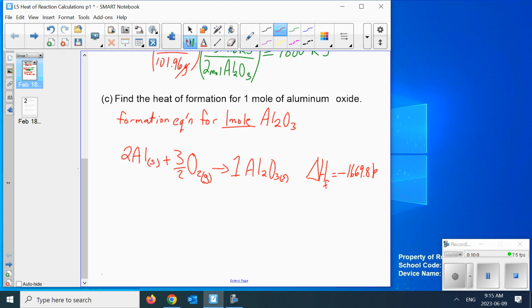Kilojoules per mole Al2O3. It's not required to write per mole of Al2O3, but to emphasize that it is for that particular calculation, for one mole of that. Incidentally, it's for two moles of Al and 3/2 moles of O2.